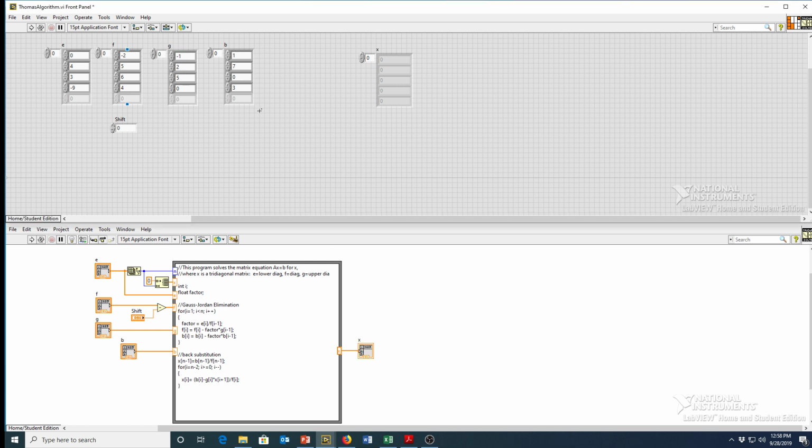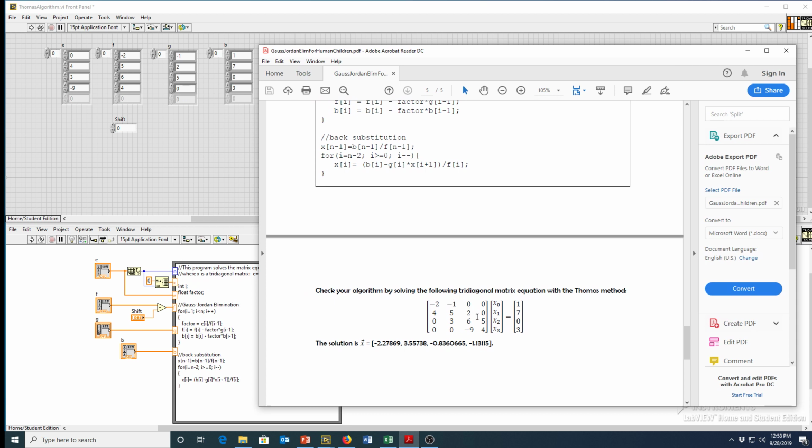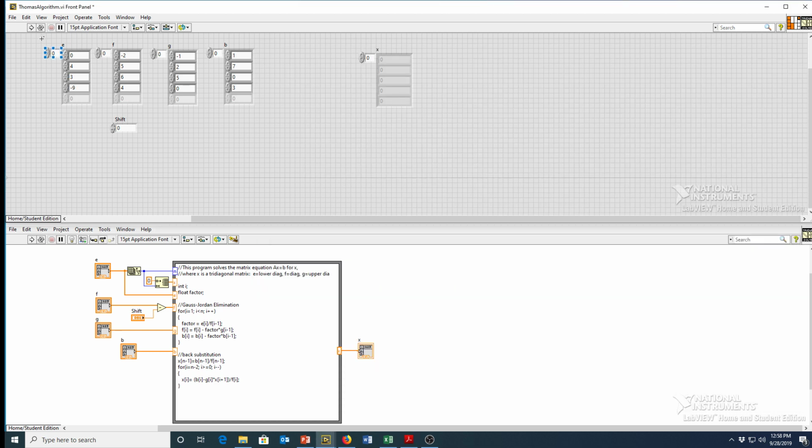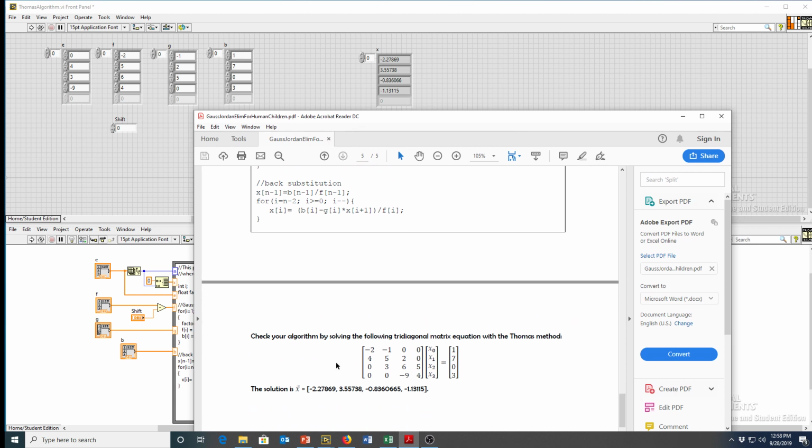So I've typed in some test numbers here, as I have in the PDF. For E, we've got 0, 4, 3, -9. For F, we've got -2, 5, 6, 4. For G, we've got -1, 2, 5, 0. And for B, we have 1, 7, 0, 3. And if I run this, do I get the right numbers? Yes, I do.